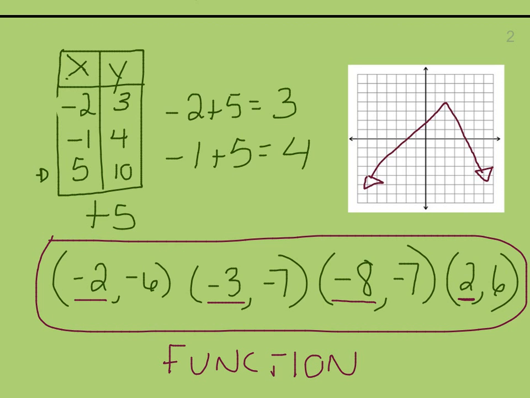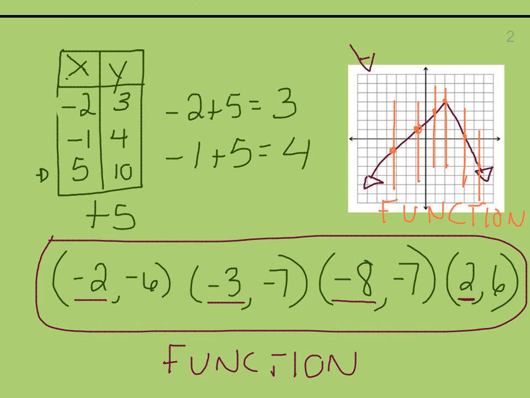Now when you do a graph, you're going to look to see if I make a vertical line anywhere on the graph, does it cross it just once? So I'll use a different color, and I can put a vertical line there. It only crosses it once. If I try it again, it only crosses it once there. No matter where I put a vertical line, I'm only going to be crossing what's graphed, that upside down V, one time. So this one, yes, is a function too.